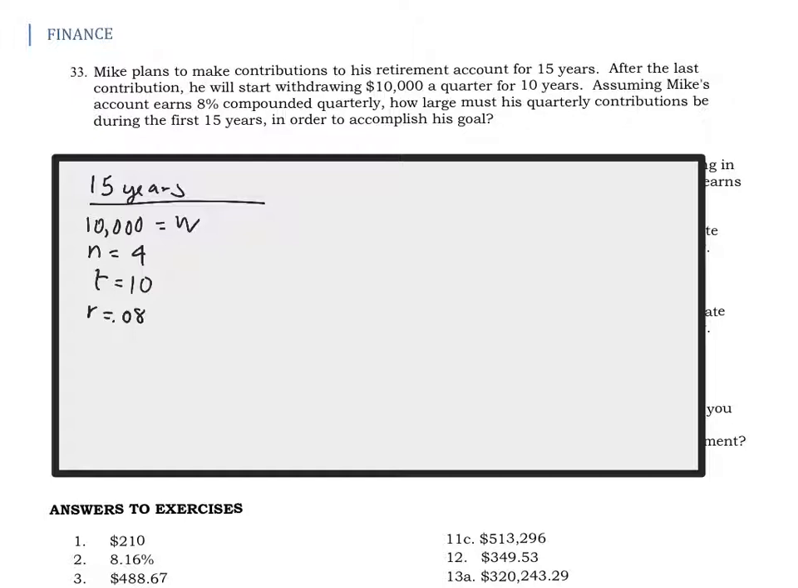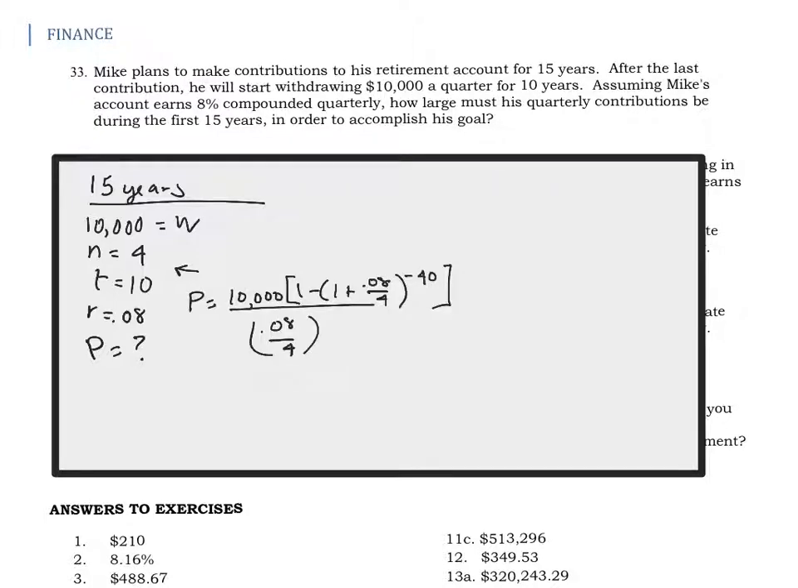Okay, so this means for the first part of our problem, we are going to need to use the payout annuity formula with this information, and we need to find the principal. So I will substitute that information into the payout annuity formula. To be able to withdraw that $10,000 every quarter, Mike is going to need $273,554.79. Okay, so that's the first part, and that becomes my principal for my annuity formula.